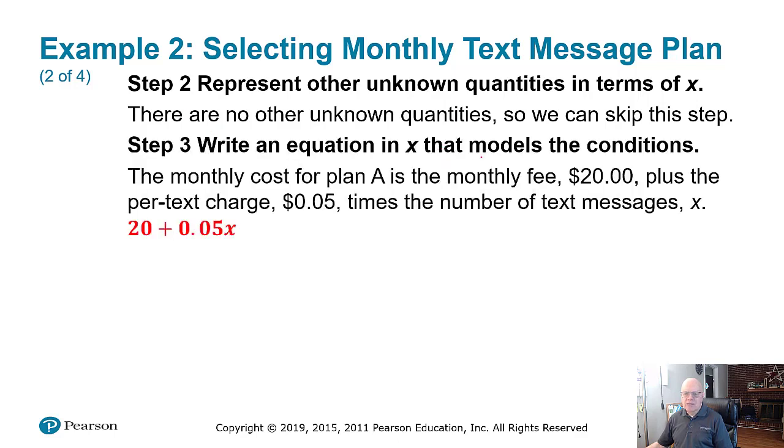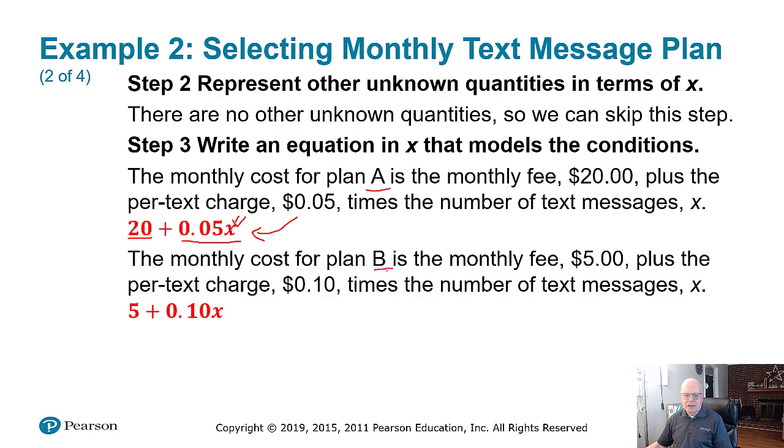Write the equation and X models the conditions. For plan A, here's the expression that tells you what the charge is if you've got plan A: the $20 and the 5 cents times the number of text messages. Plan B, $5 and 10 cents times each text message. Now what we're working with is, when are these 2 the same price? For how many text messages?